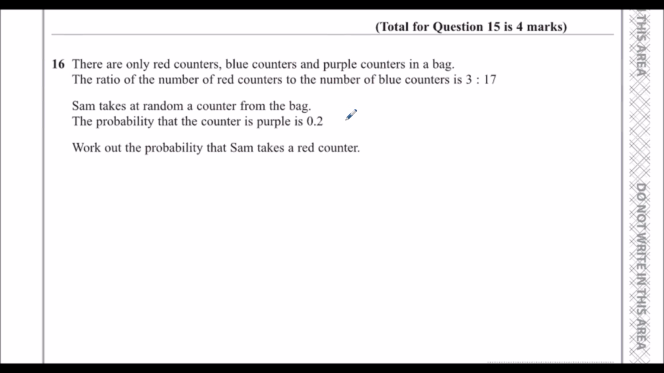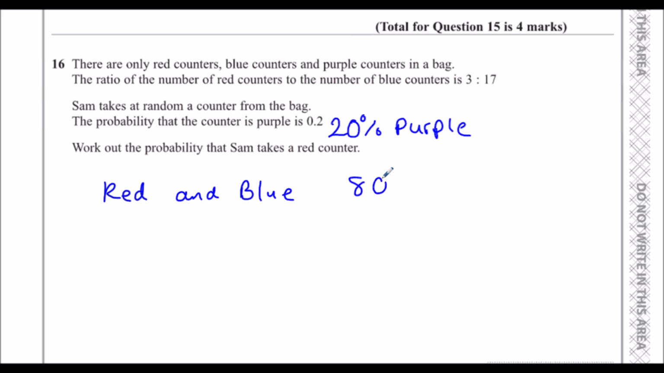So 0.2, so 20%, I'll call it 20%, are purple. So if 20% are purple, that means the red and the blue must be 80%. 100% take away 20% is 80%. And we've got the ratio 3 to 17, so we're going to share 80% in the ratio 3 to 17. So I've got 3 and 17, means I've got 20 parts.